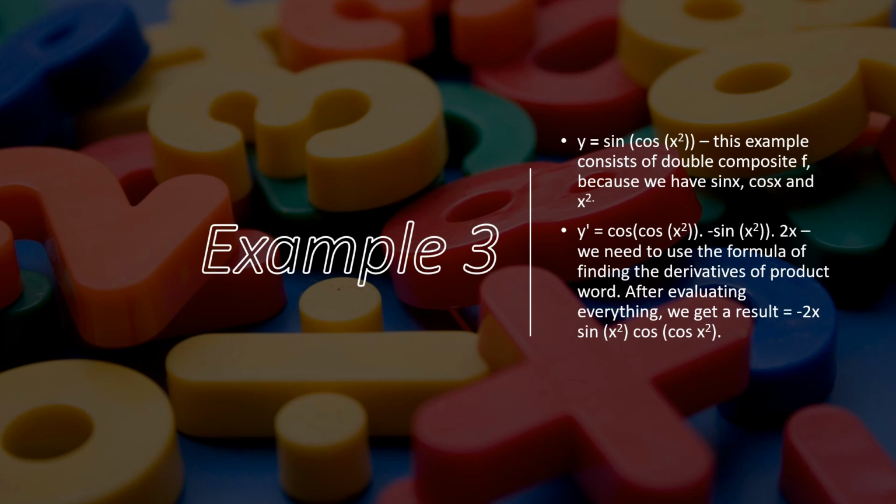Now, y prime of x equals cosine of cosine of x squared times negative sine of x squared times 2x. We need to use the formula for finding the derivative of a product. After evaluating everything, we get the result: negative 2x sine x squared cosine x squared. It might sound complicated, but once you write it all step by step, I'm sure everyone will get it right.